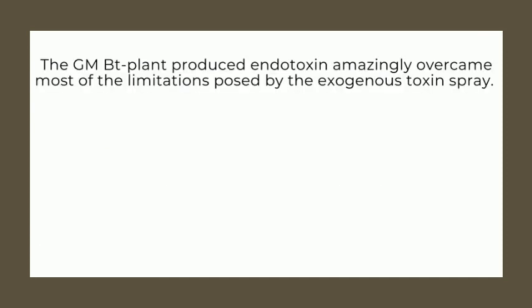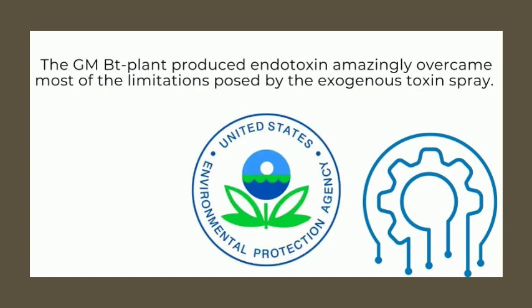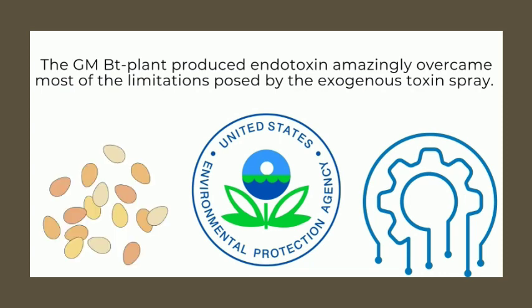The GM Bt plant-produced endotoxin amazingly overcame most of the limitations posed by the exogenous toxin spray. Hence, this new technology for managing insect pests was approved for commercialization by the US Environmental Protection Agency, EPA, in 1995. Such GM seeds were distributed to the farmers as well.